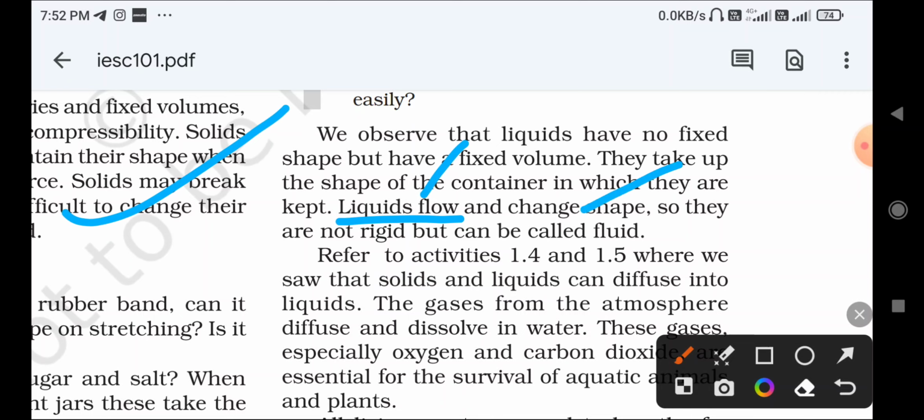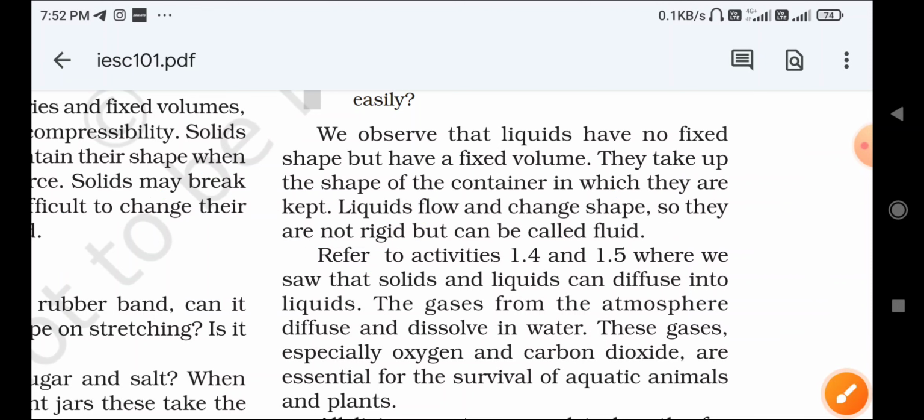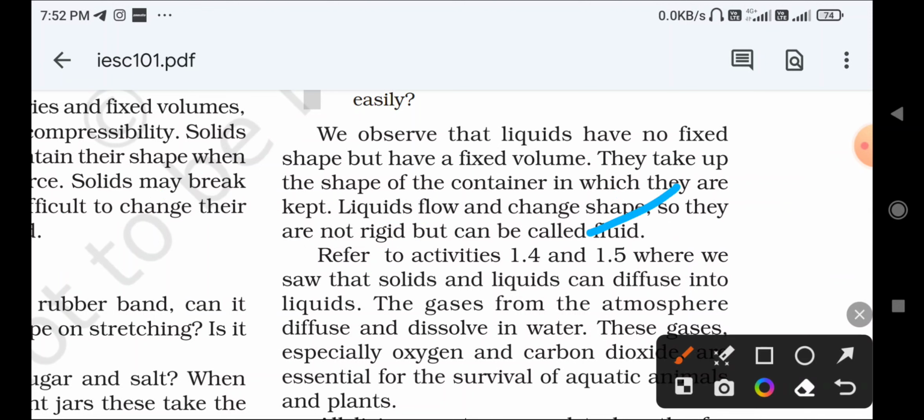So we can give several examples. For example, when water is kept in different types of water bottles, it takes the shape of the bottle, so it is not rigid. Like solids, liquids are not rigid in nature, but they can be called fluids. What are liquids called? Fluids. Refer to activities 1.4 and 1.5.